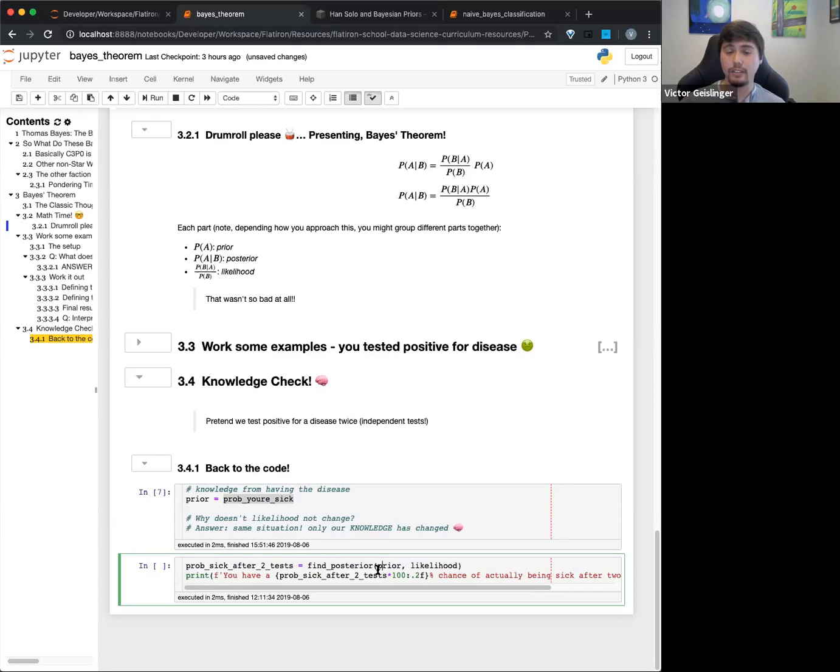Is it going to be higher or lower, you think? Higher, right? Because if you test positive twice on a test, you're more likely to have the disease. Is it going to be significantly higher? Because remember, the first time you had only 1%. Or do we think it's going to be a little bit higher? Are we going to be really high? What do you guys think?